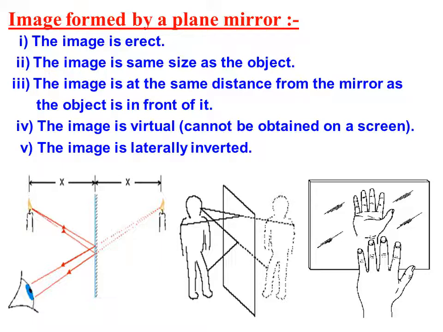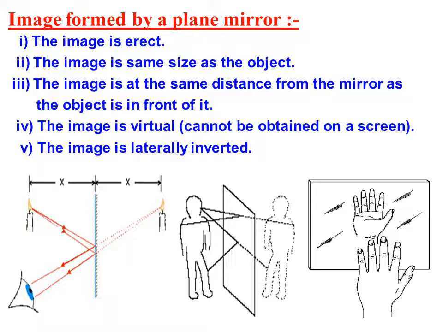Third one, the image is at the same distance from the mirror as the object is in front of it. That means if you stand 1 meter away from the mirror, the image formed will be 1 meter far from the mirror. It's not that the image will appear closer in case of a plane mirror, but in case of concave and convex mirrors it may differ.